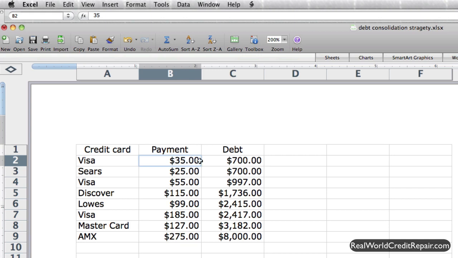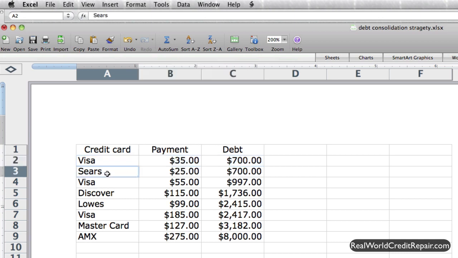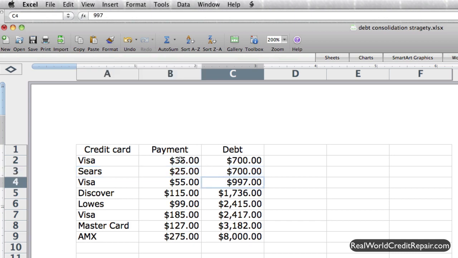Now what you would do is, after you pay off, and we'll go back to this simple example of paying off the Visa, I would take this $35 a month payment and I would double it up on this next Sears card. So I would pay the $25 amount plus the $35. And once this card is paid off, I would move into this card. And that's exactly how you do the payoff scenario, in that fashion.